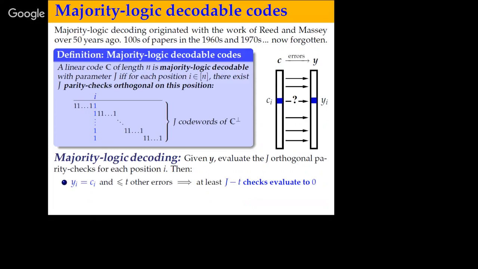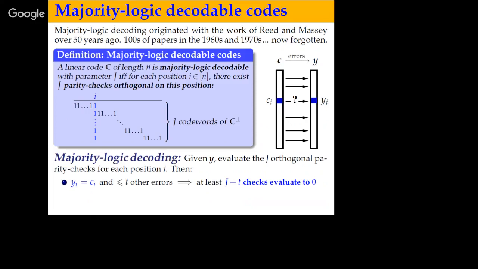Okay, now let's introduce error. Suppose there is no error at position I, but maybe T other errors somewhere else. Well, each of these T errors, because these are disjoint, will affect at most one of the J parity checks. And J minus T of them will still evaluate to 0. Is this clear?